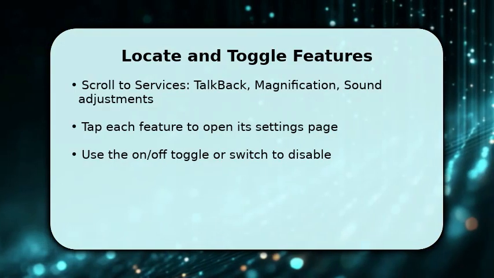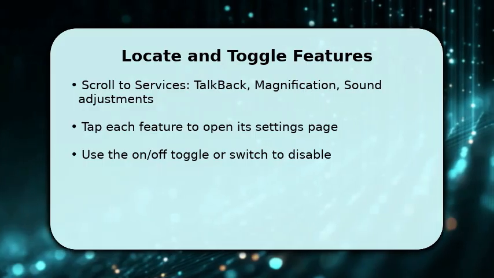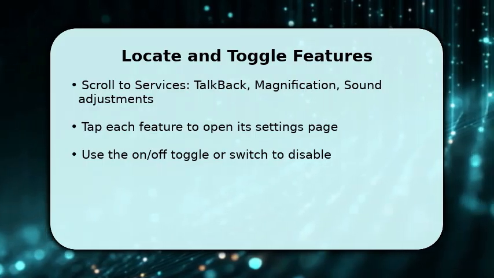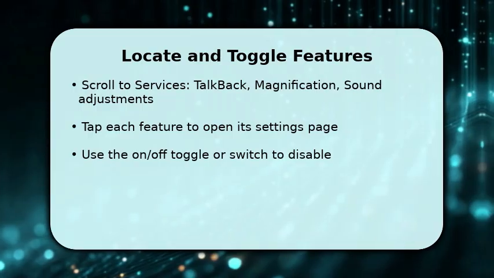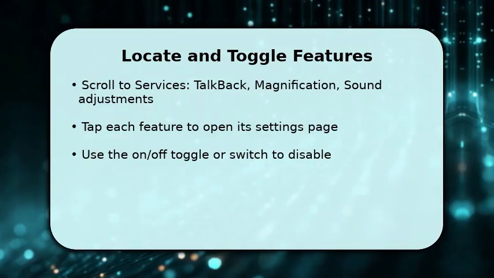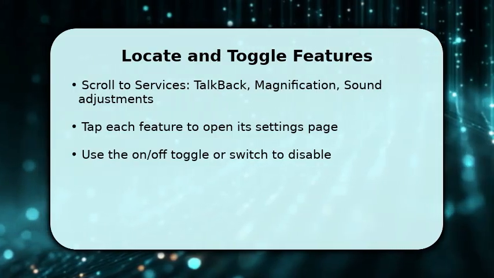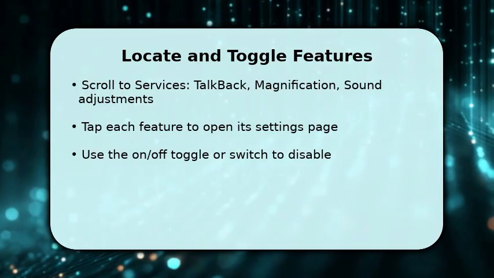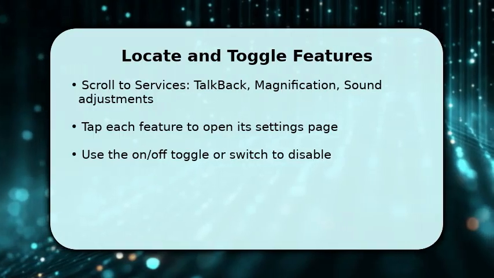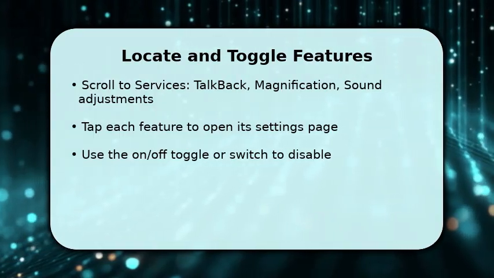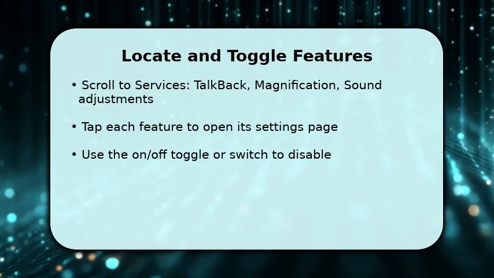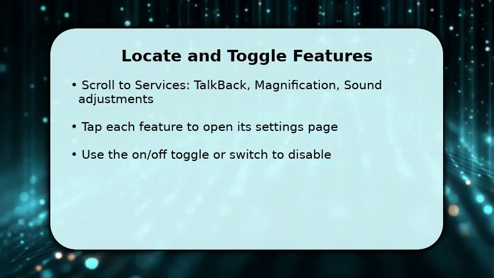You'll now scroll through the accessibility list and locate services like TalkBack, magnification, and accessibility shortcuts. Tap the name of the first feature you want to turn off. On its page, find the on/off toggle, usually at the top, and switch it to off. Repeat for every enabled service. Make sure to exit each screen after changing the toggle so the setting saves.